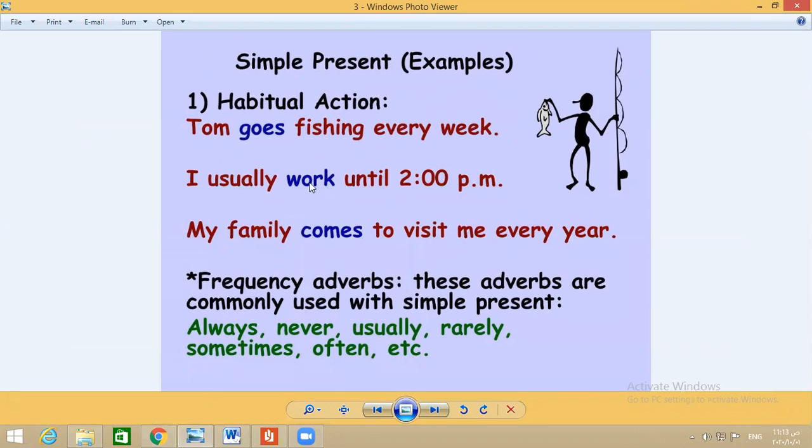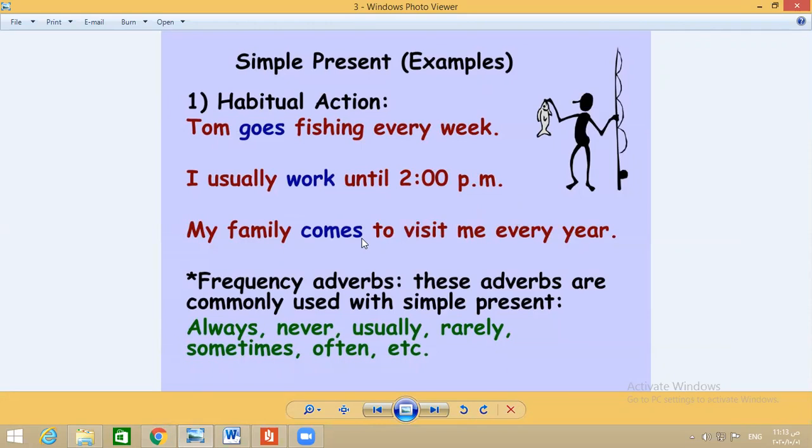So the verb is work, has nothing at the end, no difference between the main verb and the verb in the present simple in here. The third example, my family comes to visit me every year. The verb has s at the end. Okay, so I have three sentences.